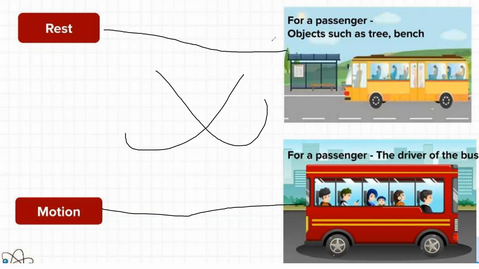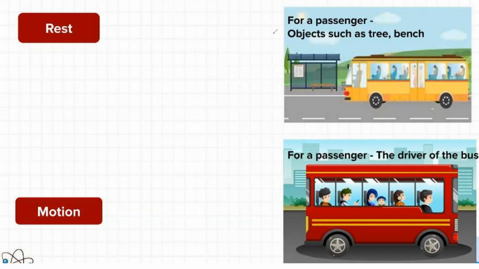How is it wrong? See, for a passenger, here what is written? For a passenger, objects such as tree and bench. For a passenger means you are a passenger. Just suppose you are a passenger. You are sitting in the bus. You are looking out of the window, and what are you watching? You are watching trees, bench, these things you are watching.